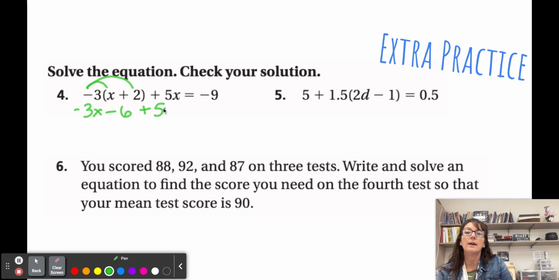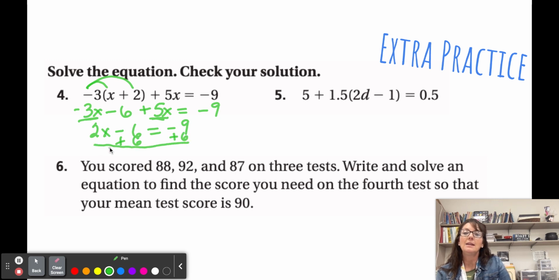Bring down the 5x and the equal sign. Okay, we have some like terms here, the negative 3x and the positive 5x. So we simplify that to 2x minus 6 is equal to negative 9. So we'll add 6 to both sides.